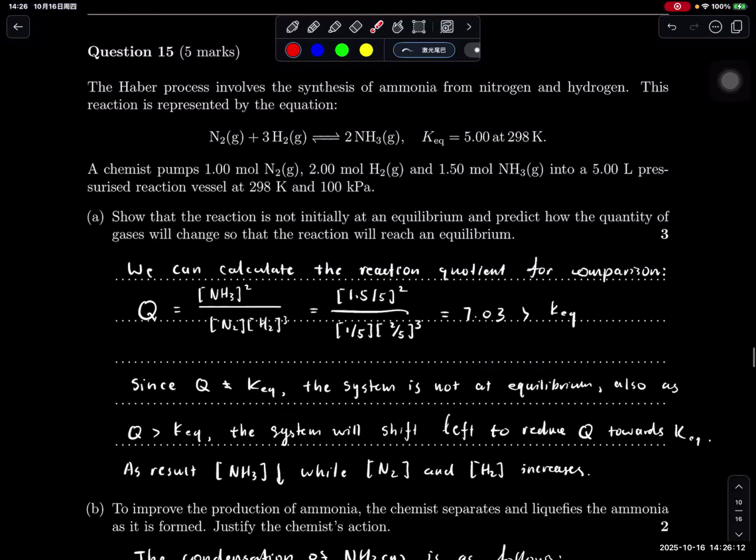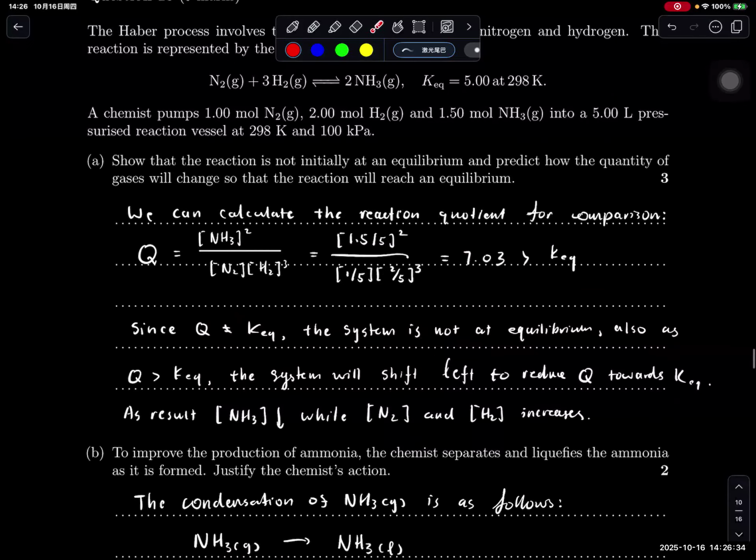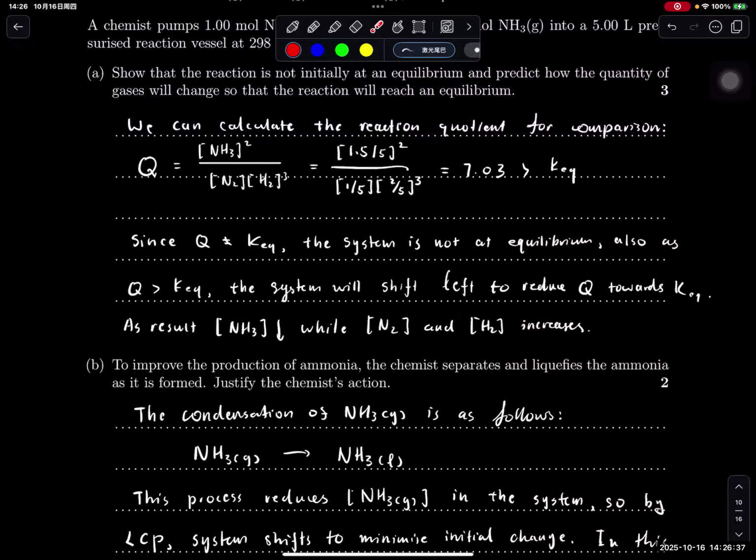Again, we calculate the equilibrium quotient for this given amount, okay, and then compare with K. See how the equilibrium quotient ends up to be 7.03, which is larger than the K, meaning that it's not at equilibrium because it's not equal, and then it will shift to the left in order to convert, so Q approaches K. Okay, as a result, ammonia decreases and the reactants will increase in concentration.